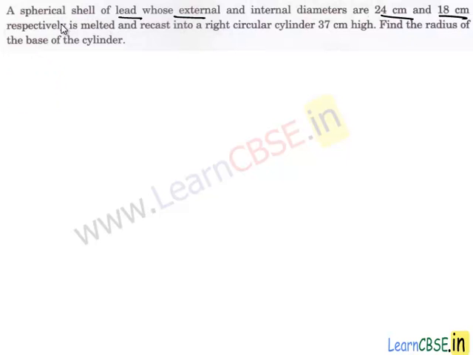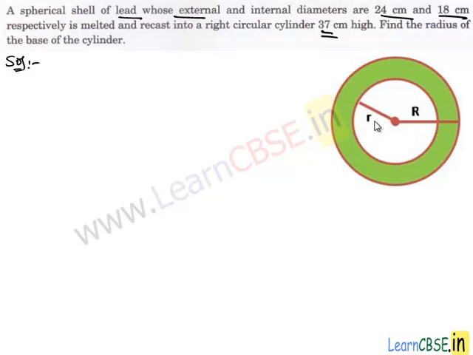In this question, a spherical shell of lead whose external and internal diameters are 24 centimeters and 18 centimeters is melted and then recast to form a right circular cylinder of height 37 centimeters. And here we have to find the radius of base of the cylinder. So let's work out the problem.